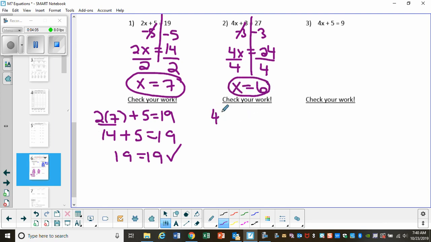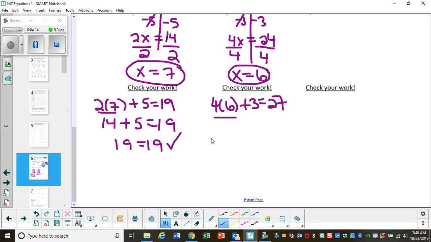We substitute. Now that we know that x equals 6, we substitute using parentheses. And then we follow PEMDAS. So multiplication comes first in PEMDAS. And then 24 plus 3 comes second in PEMDAS, and we see that that's 27. And so since 27 equals 27, check, we are in balance.